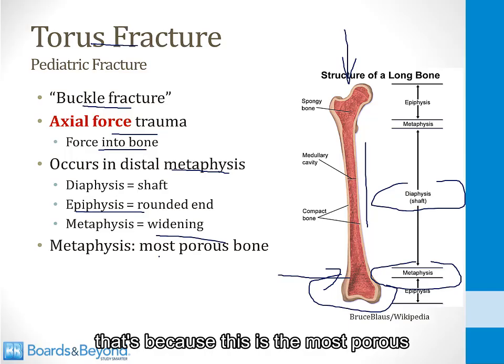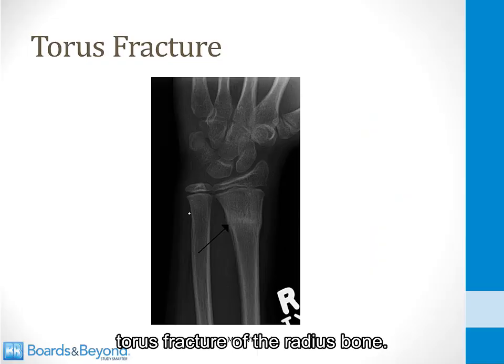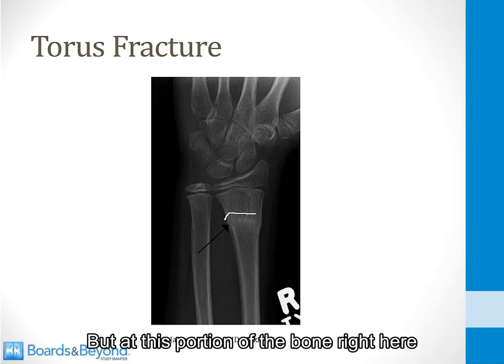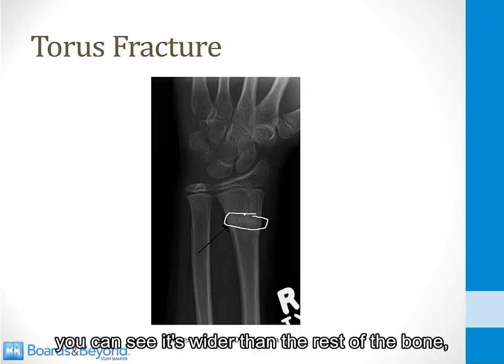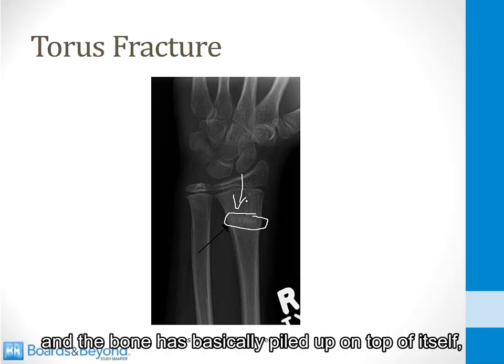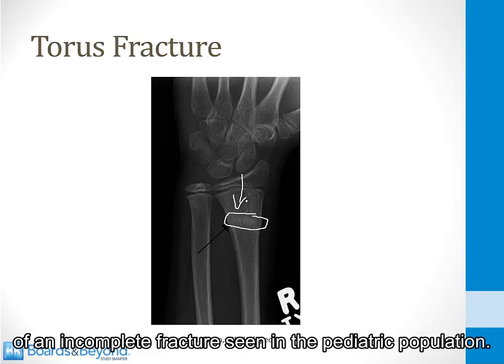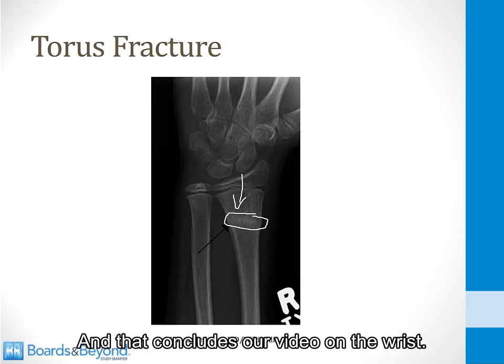That's because this is the most porous portion of the bone. Shown on the screen is an example of a torus fracture of the radius bone. These fractures can be subtle, they're not always obvious, but at this portion of the bone right here, you can see it's whiter than the rest of the bone. That's because a force has been applied in this direction and the bone has basically piled up on top of itself, causing this torus fracture, the other classic form of an incomplete fracture seen in the pediatric population. And that concludes our video on the wrist.